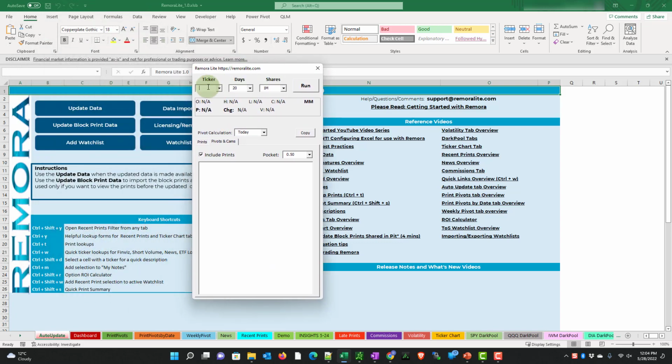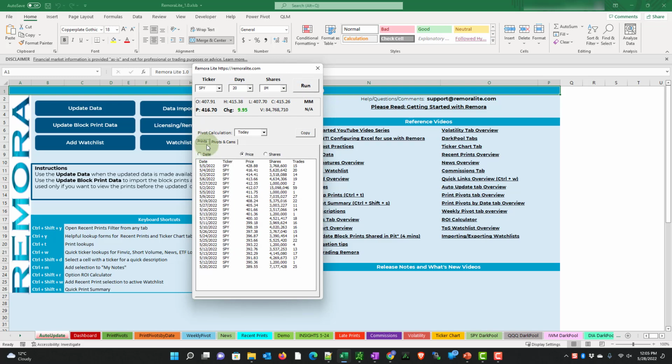So what we can do is we can put in, for example, the SPY. And I'm going to put in the last 20 trading days, and I'm looking for shares over 1 million. I'm going to choose Run. Now the first tab here that says Prints shows us the prints in the last 20 trading days that meet our criteria, which is a summary of 1 million. So anything over 1 million cumulative, it will add together in the list.